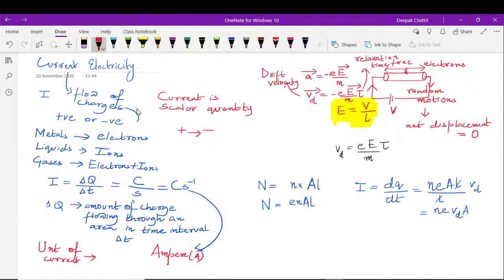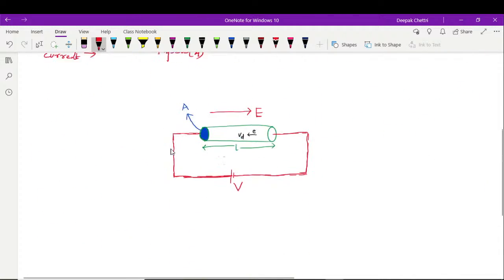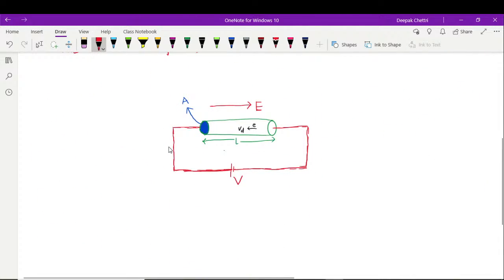Okay, so I think we discussed till here. If you don't have doubts, then we'll continue today. So what we are going to do today, we are going to find a formula for current, and we'll make use of Vd. The formula that we know so far is delta Q by delta T, right? But we will try to find another formula where there is Vd.